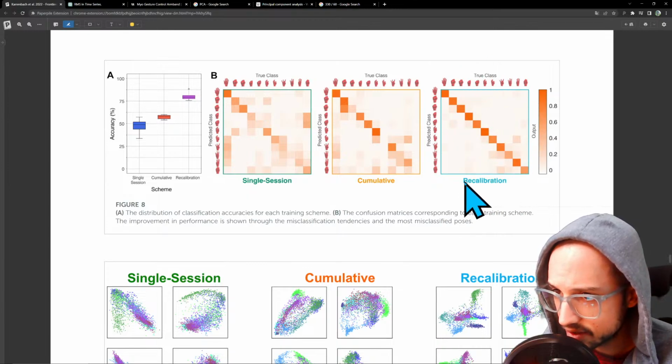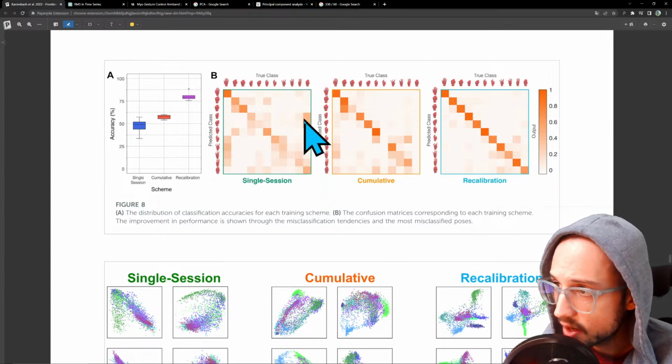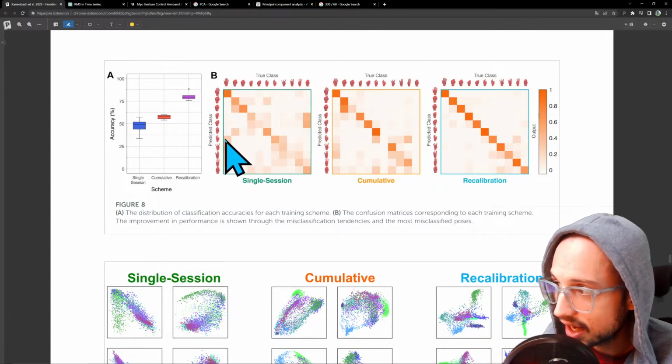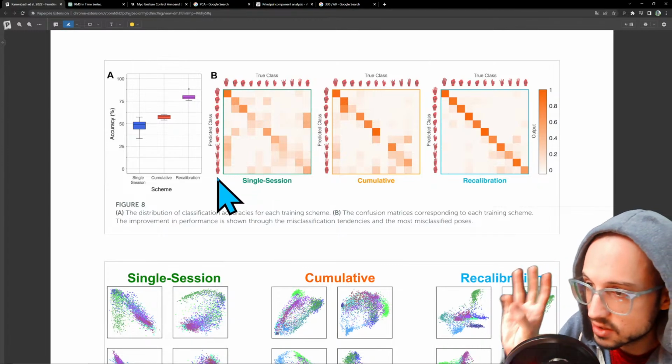And they're showing you that when they do the recalibration, you do see that. But when you are using only a single session, you have a bunch of misclassification here. So for example, here, the open hand is often misclassified as one of these, which makes sense because they're very, very similar.